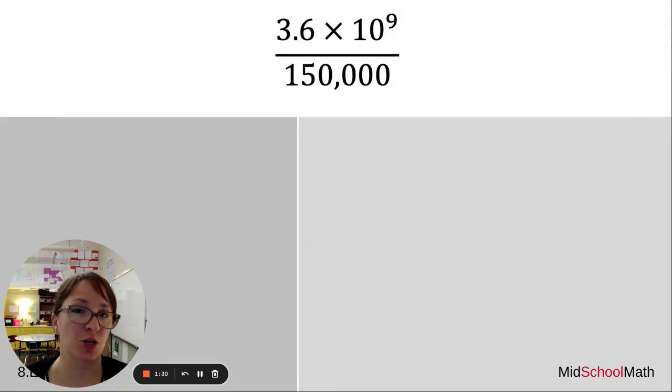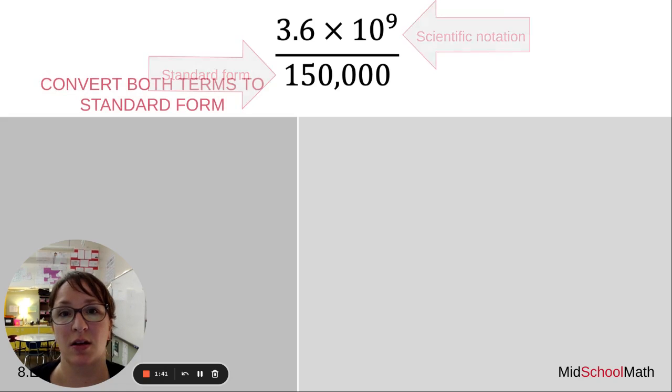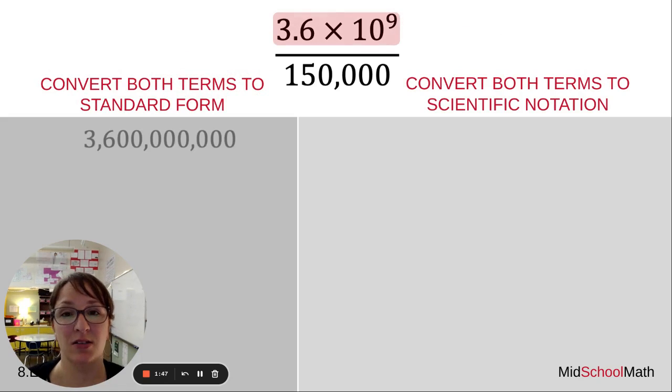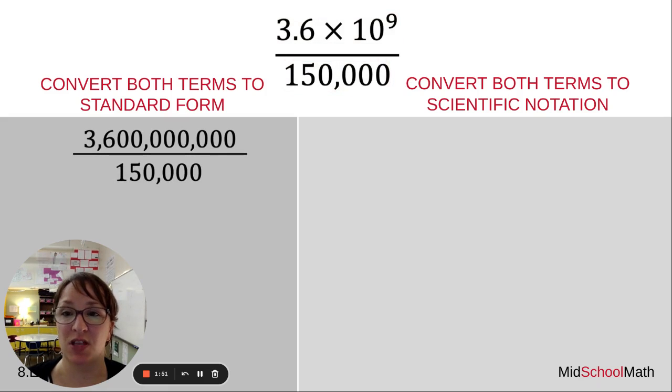All right, now we've got a division problem, but what we also have is, again, one number in scientific notation and one number in standard form. Either way will work, and I'm going to show them both. So if we start with standard form, we've got a positive power of 9, so that's going to be a very large number. Divide that by our 150,000.